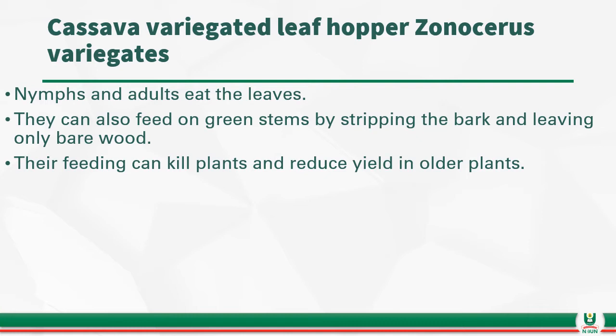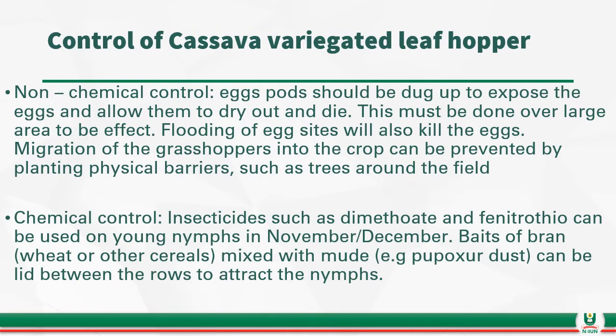This feeding pattern can kill the plant. When they strip the bark of the plant and feed on the leaves, the plant is left with basically nothing to survive, and so they kill the plant and also reduce yield. So how can this cassava variegated grasshopper be controlled?